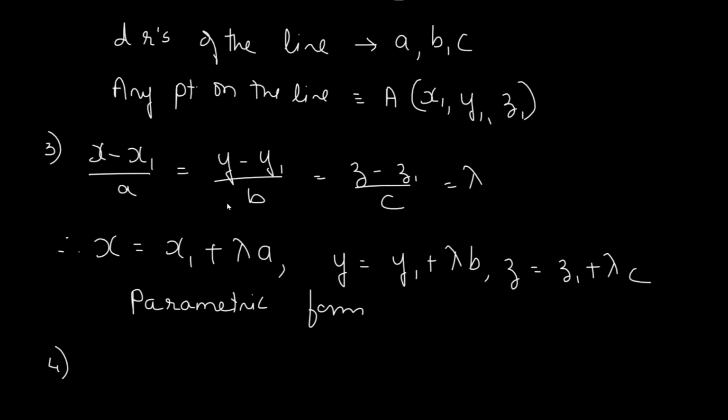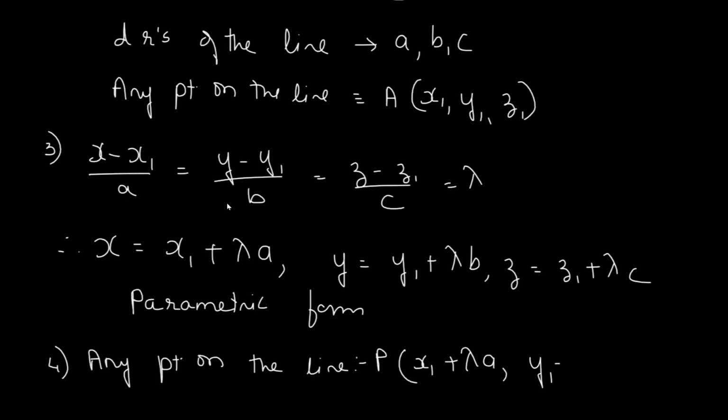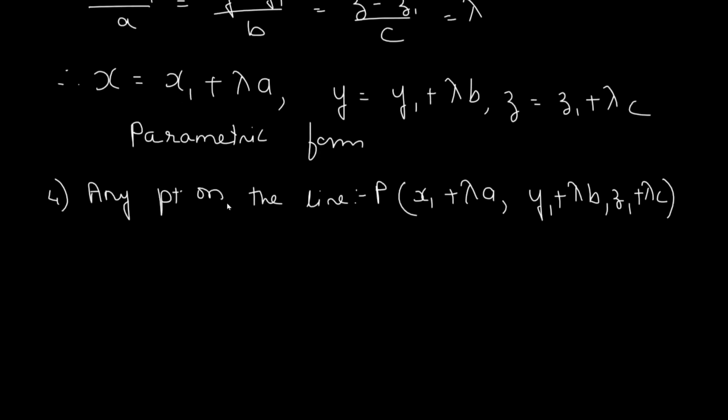Then going further, the next property: any coordinates. From this we can find any point on the line. So any point P, any variable point on the line, is given as P, and the coordinates of P are x1 plus lambda a, y1 plus lambda b, and z1 plus lambda c. Looking at what we saw above in the third property, we can find that any point on the line can be given this way.